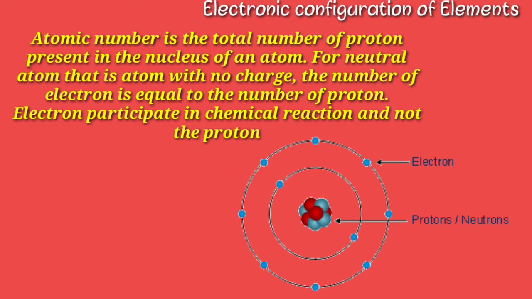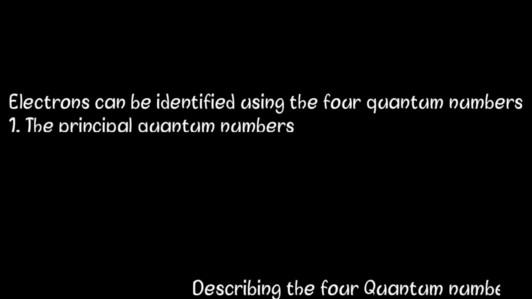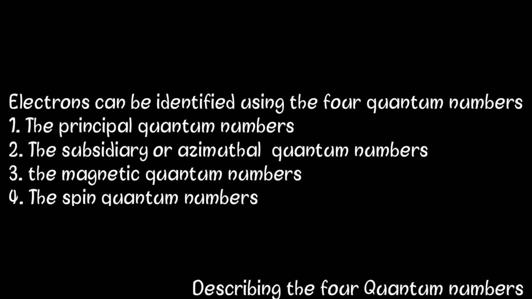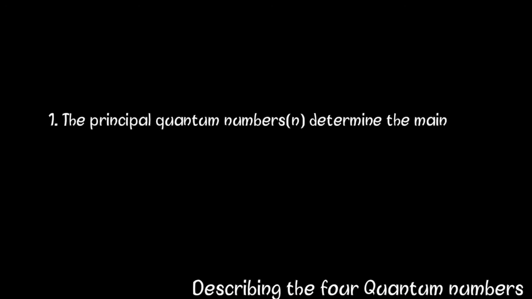An electron can be identified by the use of 4 quantum numbers, which are: 1, the principal quantum number; 2, the subsidiary or azimuthal quantum number; 3, the magnetic quantum number; 4, the spin quantum number. Let's start with the principal quantum number. This determines the energy level or shells of the electrons in the orbital.